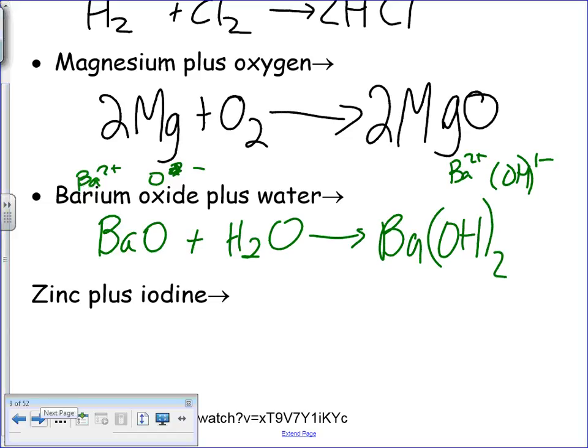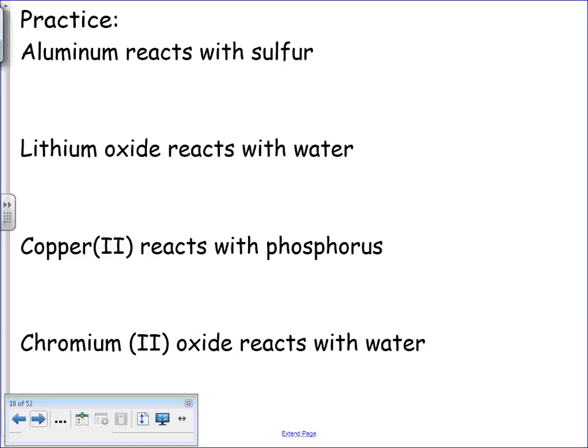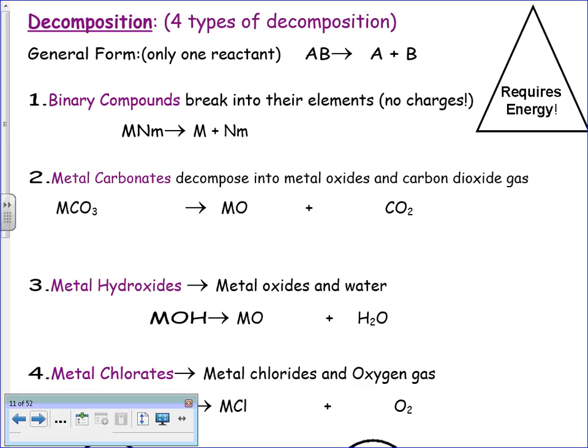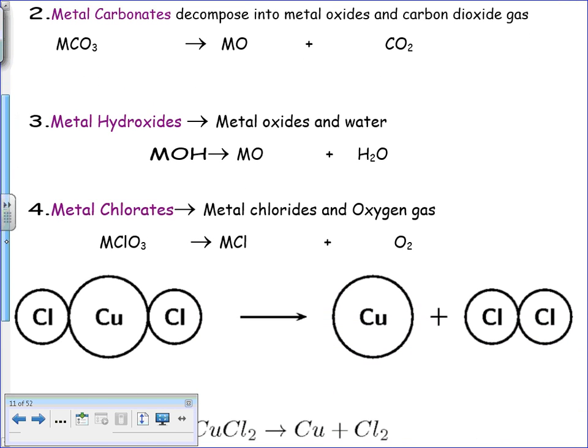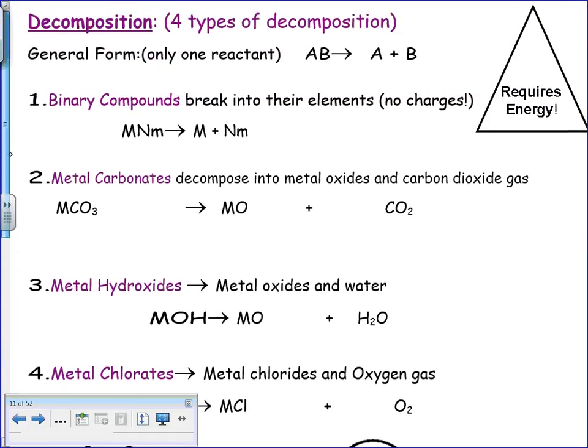Decomposition. This one's the bigger slide. This one I'm going to leave you alone for a couple minutes because there are 4 types, right? So binary, metal carbonates, metal hydroxides, metal chlorides, and that's how they decompose. So I'll be quiet and let you guys write down what of that.